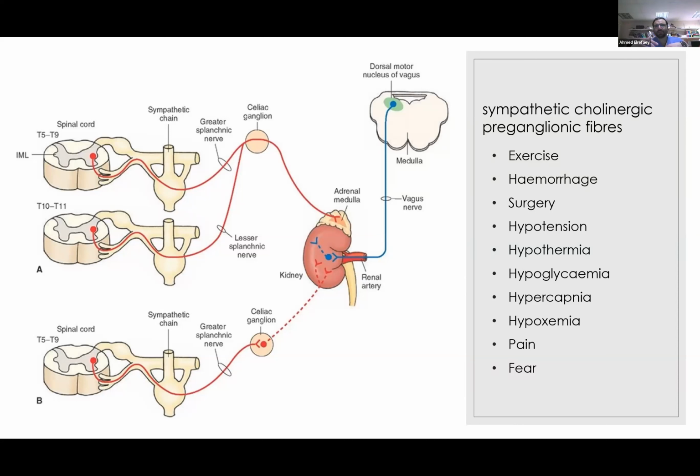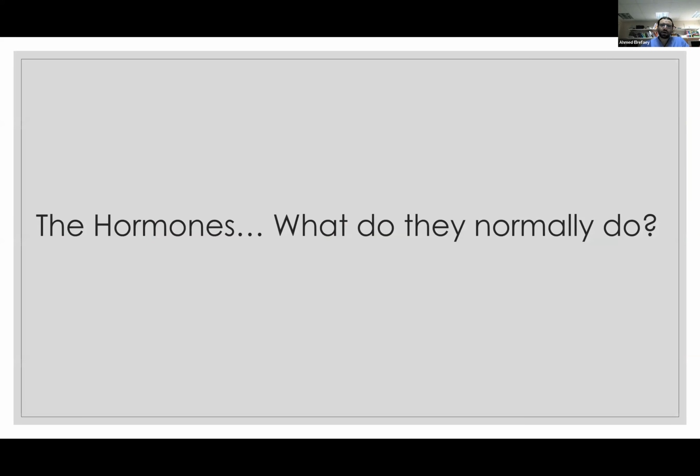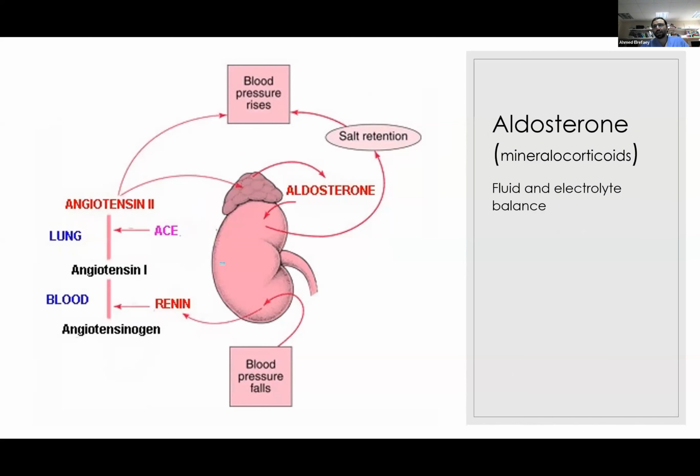So if we look at this adrenal gland, we will find two parts, as we said, which is the cortex and the medulla. And we can look at it as the medulla being responsible for the immediate response to stress, but the cortex is responsible for long-term homeostasis in the body in terms of electrolyte and fluid. So what actually do these hormones do? If we talk about aldosterone, which is a mineralocorticoid, and mineralocorticoid means it affects the minerals. So it's about fluid and electrolyte balance in the body.